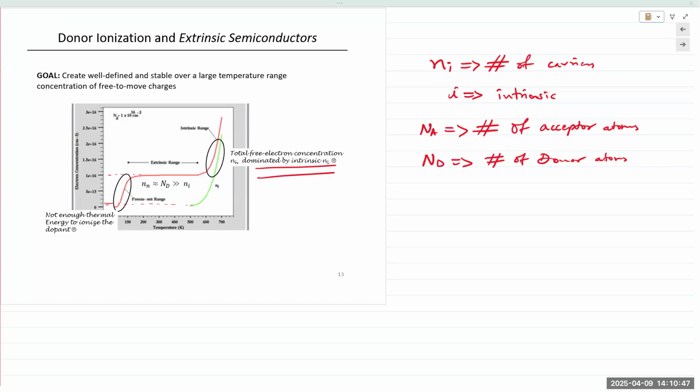All right, let's continue with our discussion of semiconductors and then fundamentals, and then I will go over the homework problem at the end, the last 15 minutes.